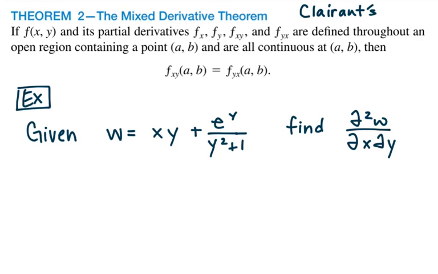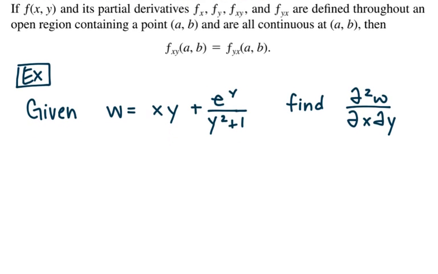So for this example here, we are given a function w in terms of x and y, and we're asked to find the second partial mixed derivative. So that's the partial of w, first with respect to y, and then with respect to x. Now, if I try to take the derivative with respect to y first, that means x is a constant. So this first term, that would be easy. That would just turn into x. But this second term, I'd have to use the quotient rule.